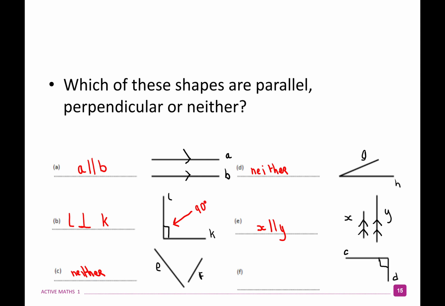In part F, I have lines C and D. I can see that they are at a 90-degree angle to each other, as it states it in the picture. That means that line C is perpendicular to line D. Please pause and take down this example.